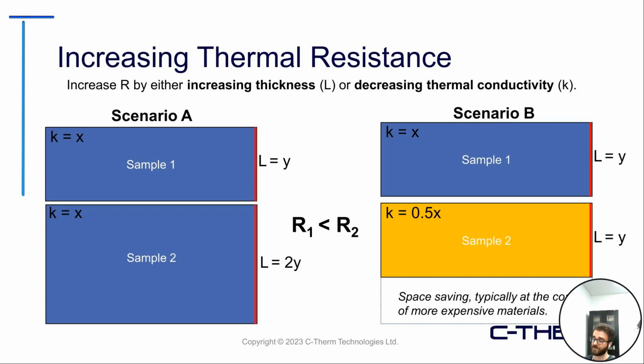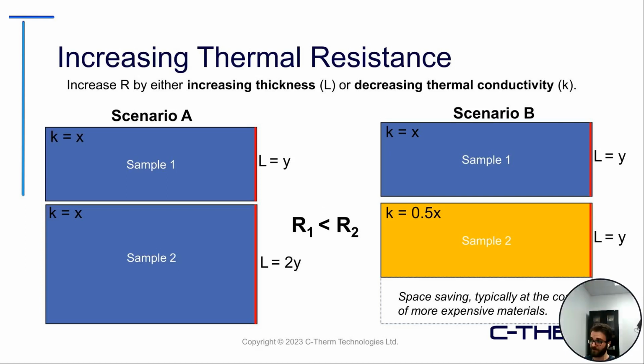And just a last note on R value or thermal resistance here. A lot of the time when you're looking to tailor or fine tune a specific R value for a system that you're working with, you really have two options. You have scenario A here, where you can simply increase the thickness of the sample. Looking at sample 1 and sample 2, the K value or thermal conductivity, shown here as X, is the same in both cases. So it's the exact same material. It's just that sample 2 is noted here to be twice as thick. And in this case, of course, R2 will be greater than R1.